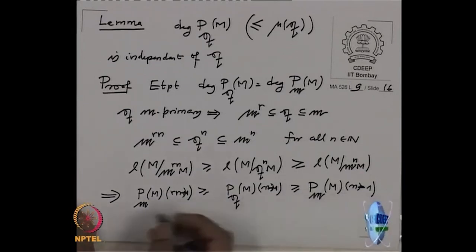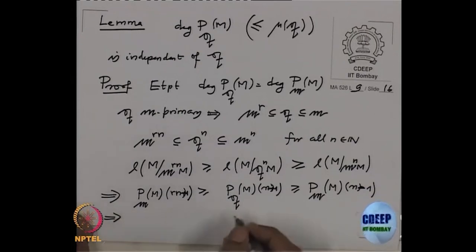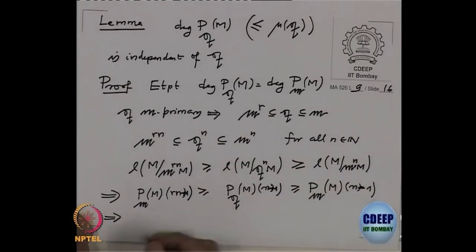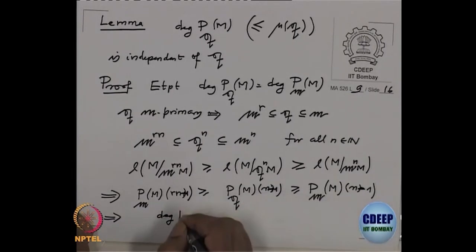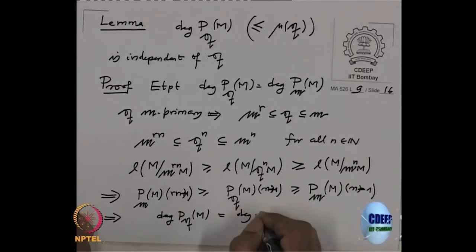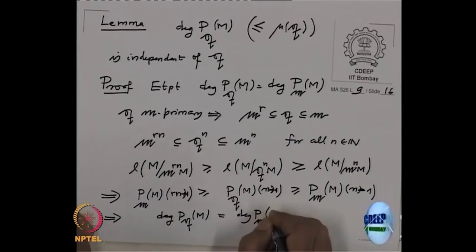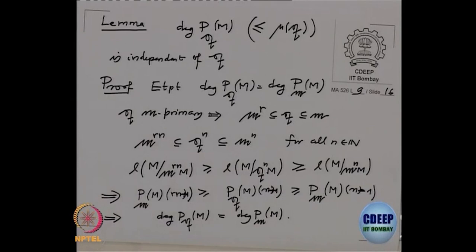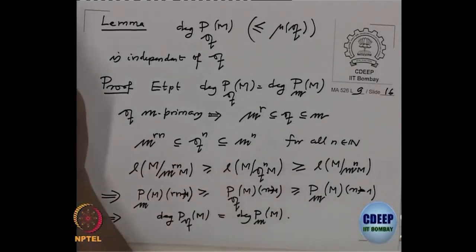So, this and this are the same polynomial. That implies the degrees are equal. From here it follows that the degree of the middle one, P_Q M, is the same as the degree of P_m M. So, that proves the lemma. Okay, so the next time I will do the dimension theorem. That will in particular show how one computes the Krull dimension of a Noetherian local ring, and that it is finite.